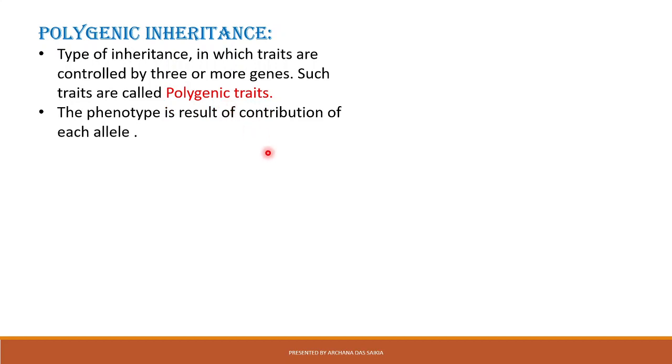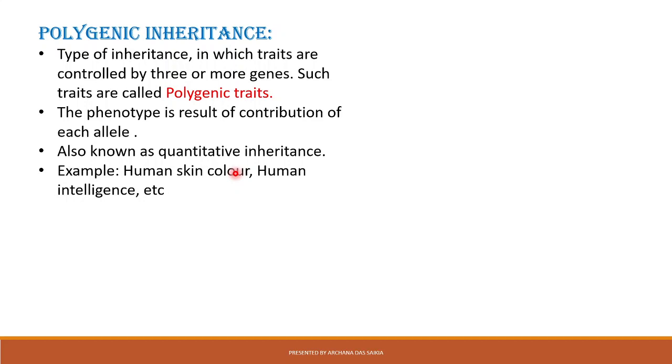The phenotype is the result of the contribution of each allele. Three or more genes, so each gene is contributing to the expression of the phenotype. Whatever we are seeing is the cumulative result of each of the genes, each of the alleles, in whatever combination they are present. It is also known as quantitative inheritance. Examples we see in humans: human skin color and human intelligence. These two are very common examples.